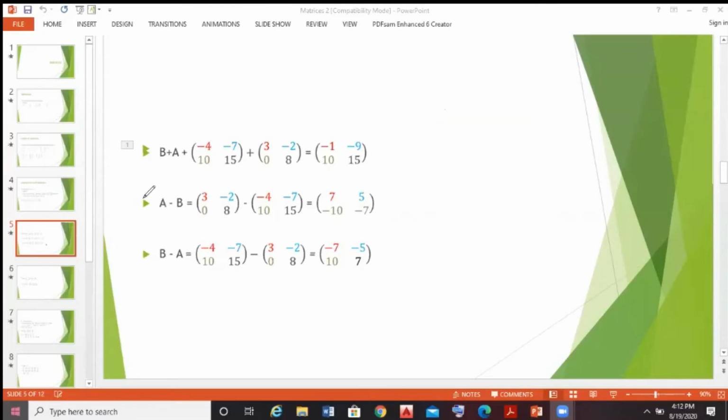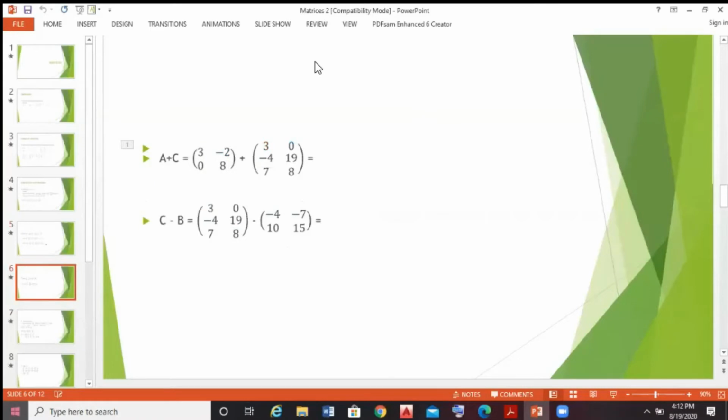Look at what is going on here. Tell me what is going on here. We have A plus C and C minus B. We have 2 by 2 matrices and a 3 by 2. And what kind of matrix is C? It is 3 by 2. So matrix A is 2 by 2, while matrix C is 3 by 2. So can we do the addition or the subtraction there? No, sir.